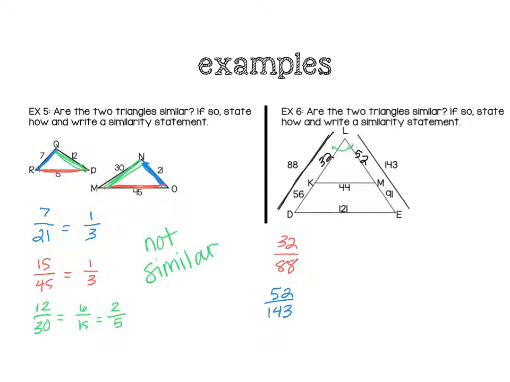And then I know that I have a congruent angle because it's shared. Now this is going to end up being 4 over 11 if I divide by 8. And the bottom one also ends up being 4 over 11 if I divide by 13. So this is going to be side, angle, side, similarity. And our statement would be that triangle DLE is similar to triangle KLM.